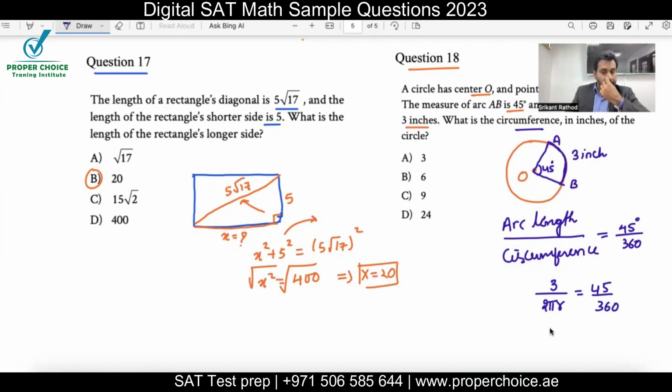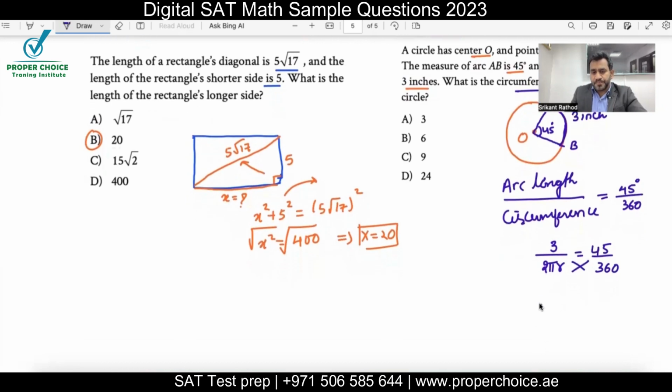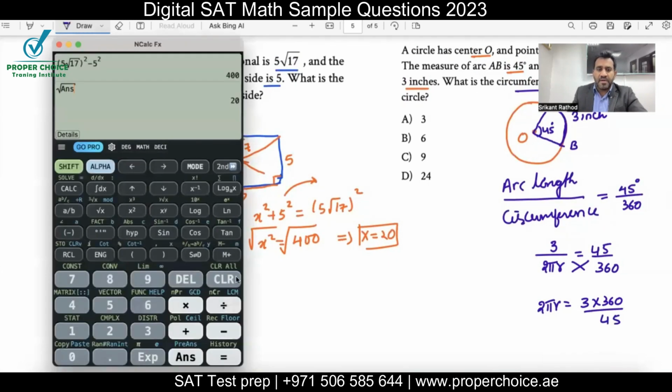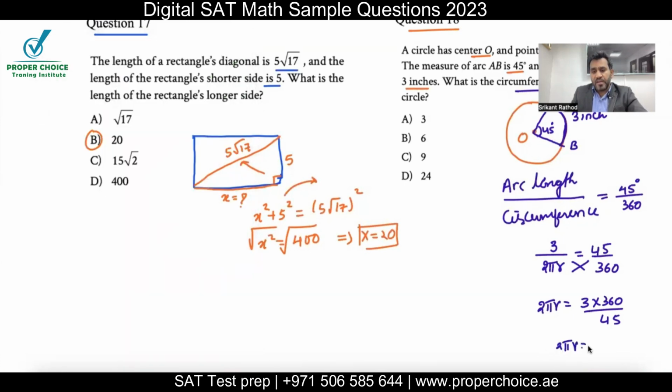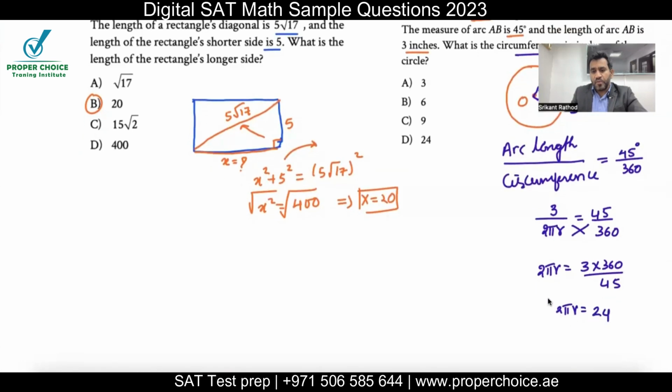The question asks us to solve for the entire circumference, 2 pi r. So just do the cross multiplication and rewrite this expression. It becomes 2 pi r is equal to 3 times 360 divided by 45. Take the help of a calculator. It becomes 3 times 360 divided by 45. That gives us the circumference value of 24. So 2 pi r is equivalent to 24. That's what we get. So the right choice for this question is option D.